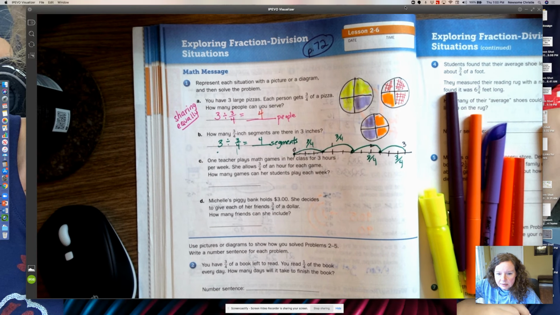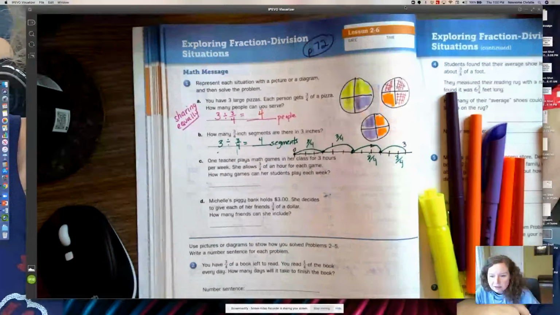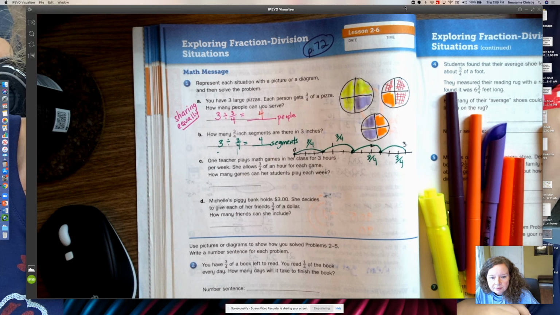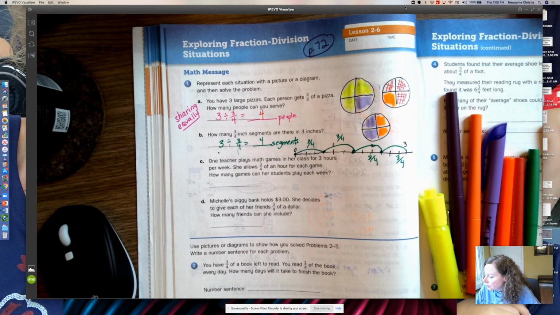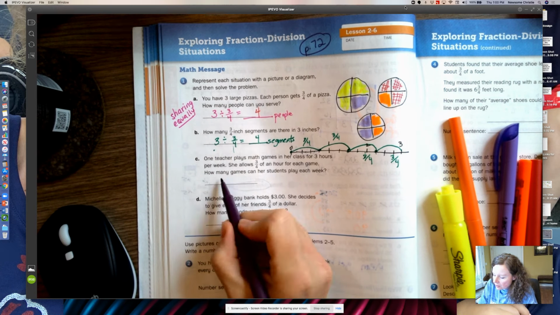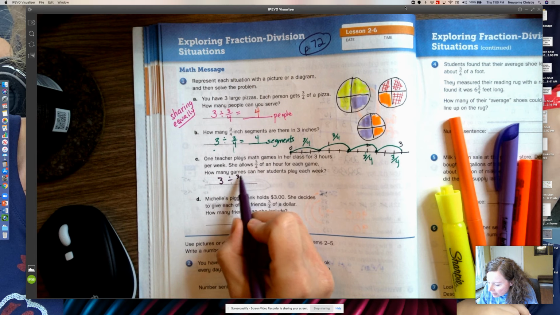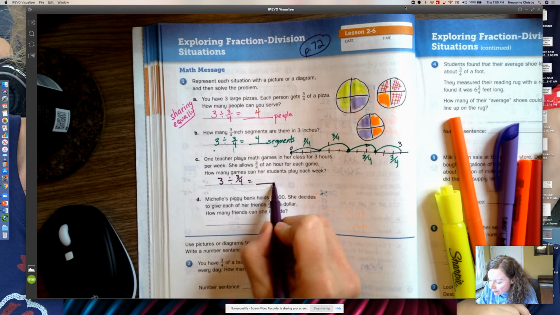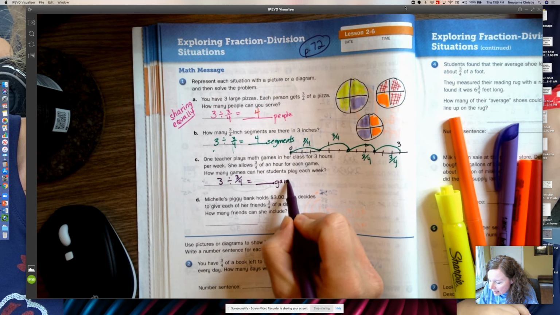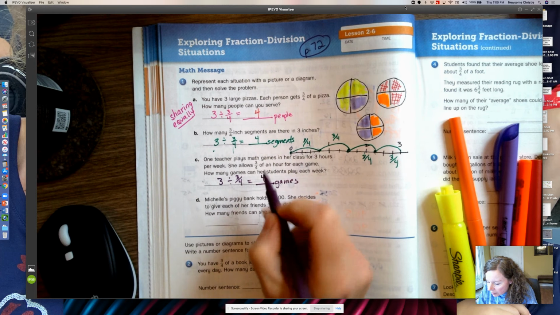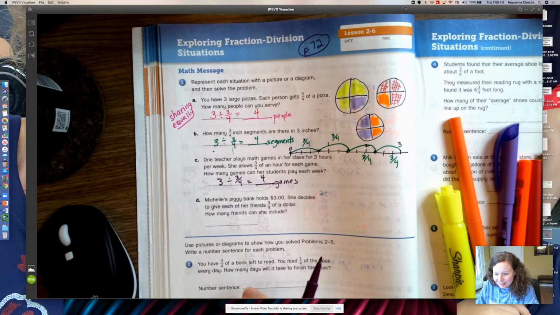So C says one teacher plays math games in her class for 3 hours. She allows 3/4 of an hour for each game. How many games can her students play each week? Well, guess what? We've got the same problem. 3 hours divided by 3/4 of an hour per game equals how many games? And we know, because of what we're doing here, that the answer should be 4.